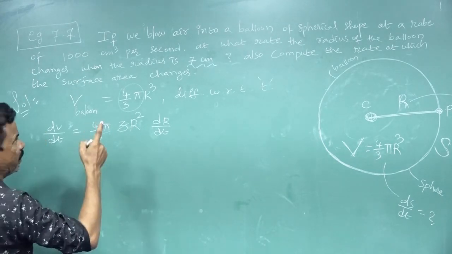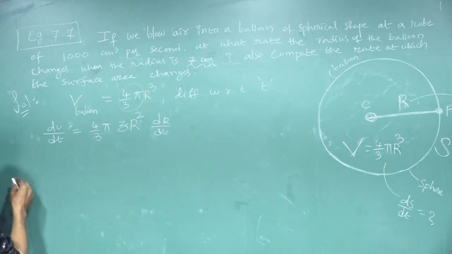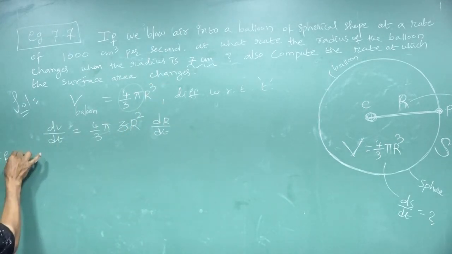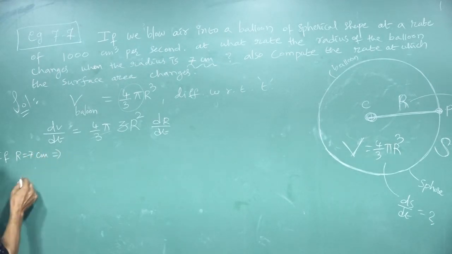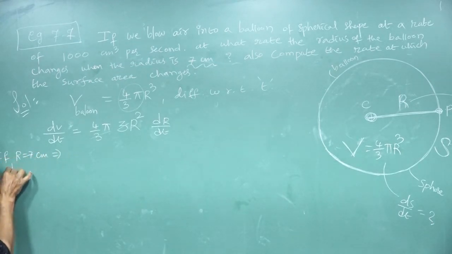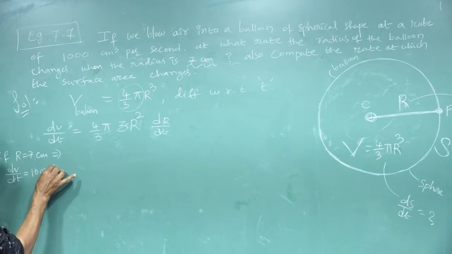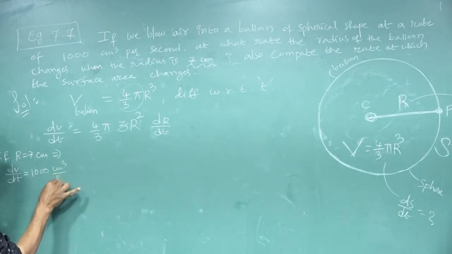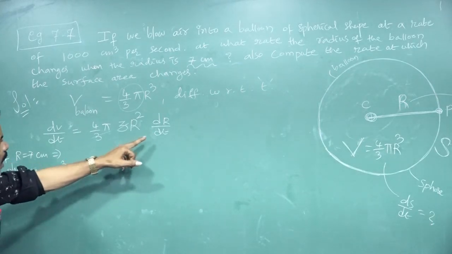Next, it is given that the radius is equal to 7. If r is equal to 7 centimeters, and dV/dt is also given. How much is dV/dt given? 1000 centimeter cube per second is given. The volume change is given, the rate of change of volume is given, and the radius is given. Then we find dr/dt.